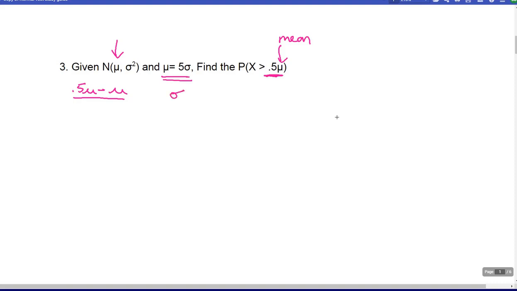I want it to look like this. How can I make this look like that? Can't you divide it by 5? Exactly. So the standard deviation would equal the mean divided by 5. Do you agree with that? Yeah. And see, then I'm going to come over here and do that.